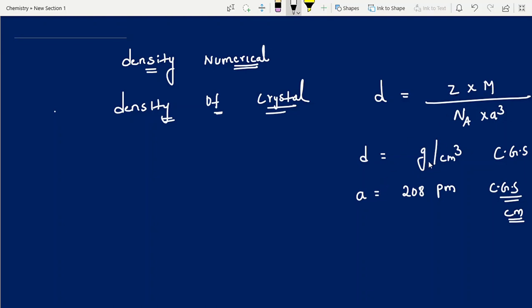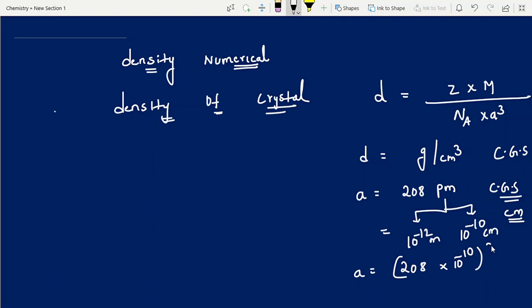Based on density, in the last answer for a competitive exam, they will give four options. Based on the options, if it is in gram per centimeter cube, you have to take edge length also in CGS units. How to convert: 1 picometer equals 10 to the power of minus 12 meters, that is 10 to the power of minus 10 centimeters. That's it. So edge length equals 208 into 10 to the power of minus 10 centimeters, whole cube. Like that we can do. How easily we can work out this whole cube, I will show in one numerical.